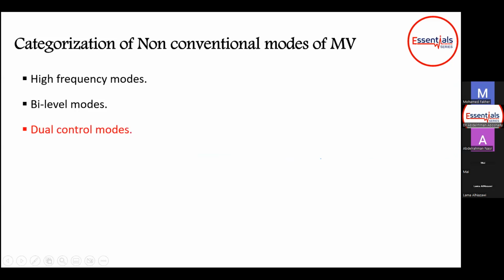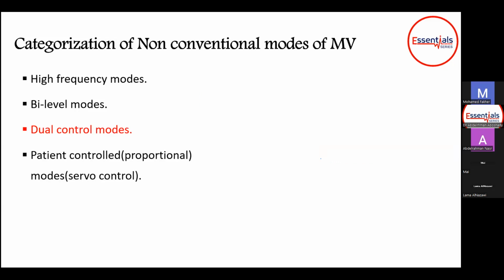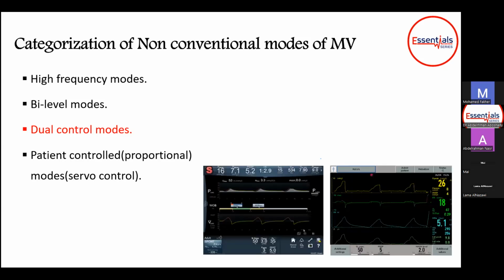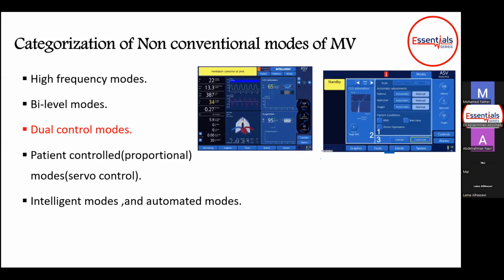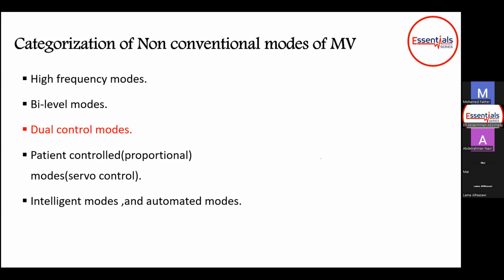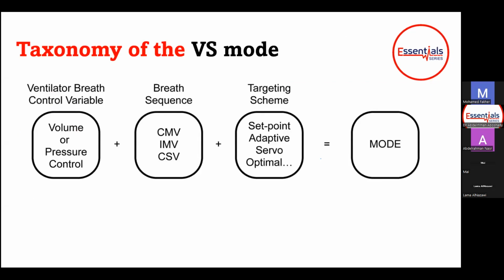And we have our dual control modes, like the PRVC, the volume support, and the autoflow. And this is our topic today. We have proportional modes, our servo control modes, our patient control modes, like the PAV and NAVA. We will talk about them next month. And we have intelligent modes like the IntelliVent and the SmartCare modes and others. So let's talk about one of our modes today, the volume support mode.